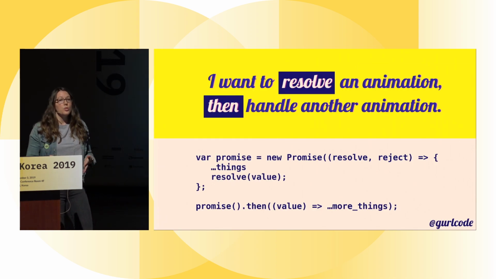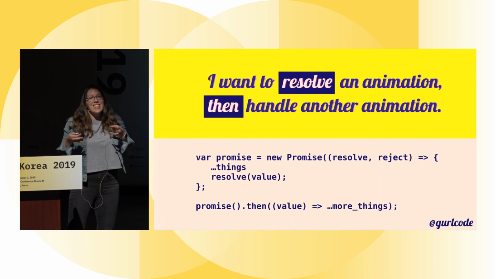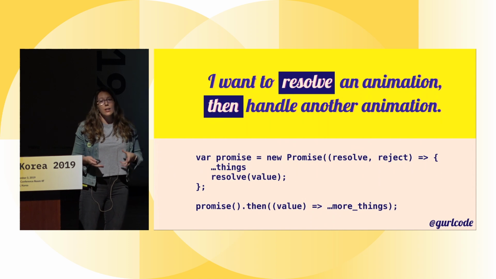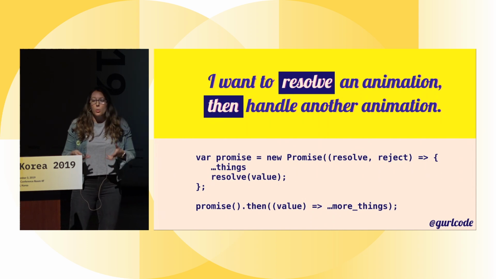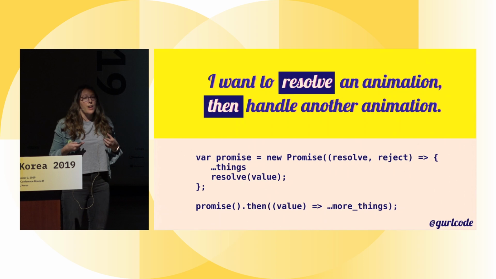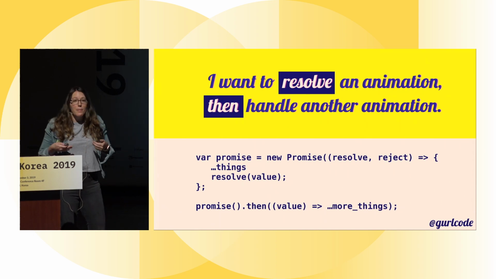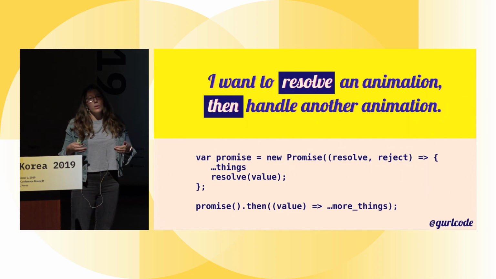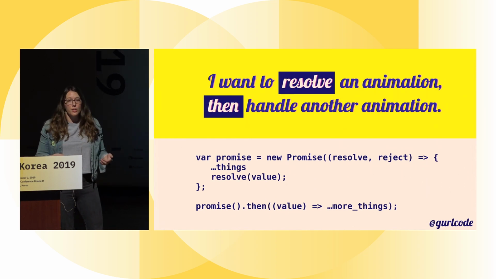What I want is to resolve an animation and then handle another animation. And this sounds a lot like a promise. Now, promises represent eventual values. So I can animate inside of a promise, resolve it, and because it's eventable, I can then kick off another animation.